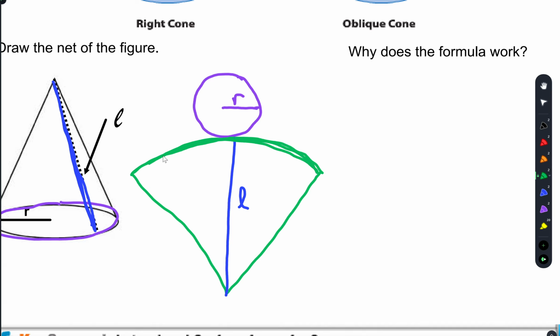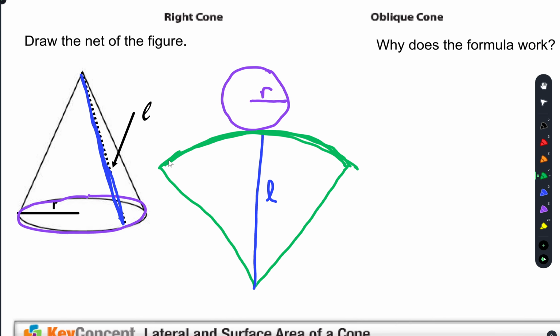How would I describe the length of this part? It wraps around the circle, so it's the perimeter of a circle. What's the perimeter of a circle called? The circumference. So we know that this whole section right here is our circumference, and it's represented by 2 pi r. That's the circumference formula for a circle.